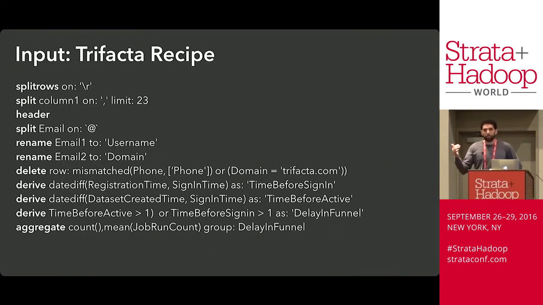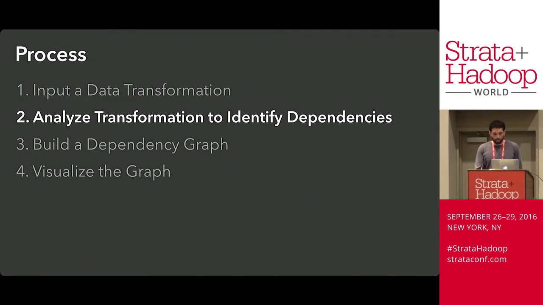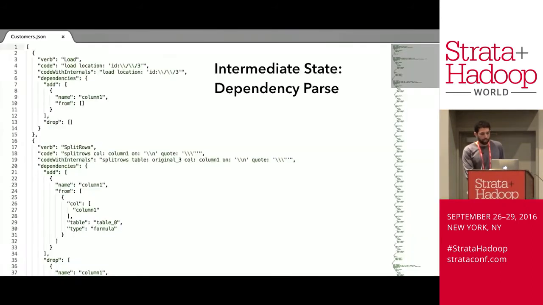So this is what it looks like if you were just to look at the textual representation. Remember, at this scale, it's not terrible to go in and reason about it. It does take some time. But again, this is almost a toy example compared to what many transformations look like in the real world. So that's the transformation script. We're going to analyze this to identify dependencies.